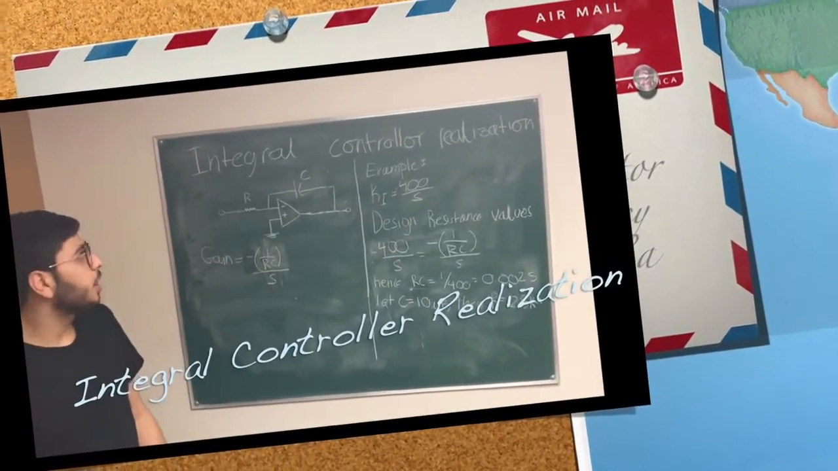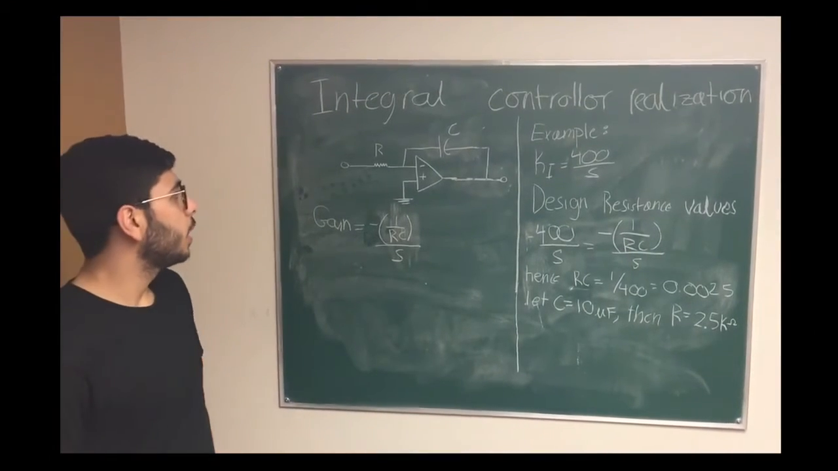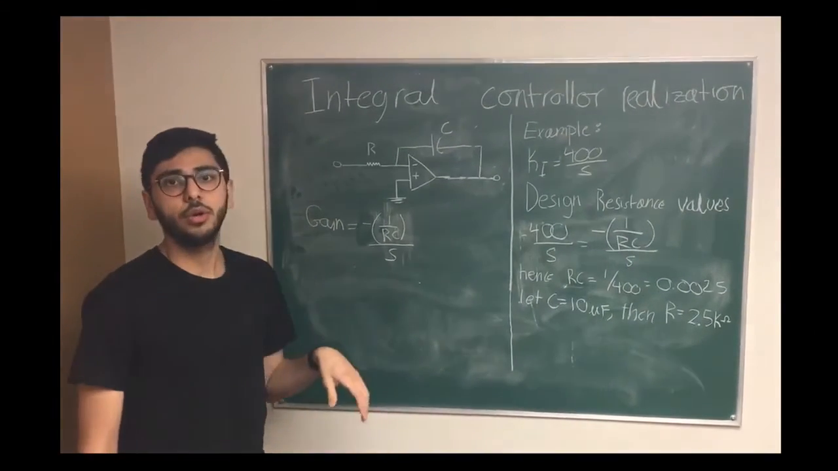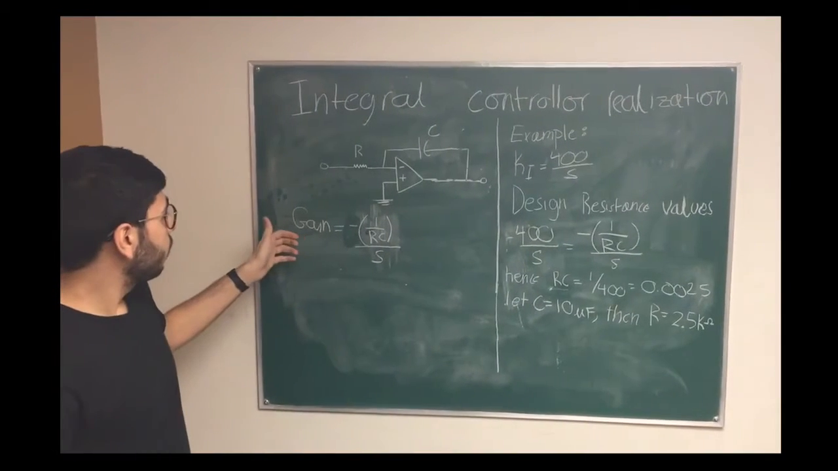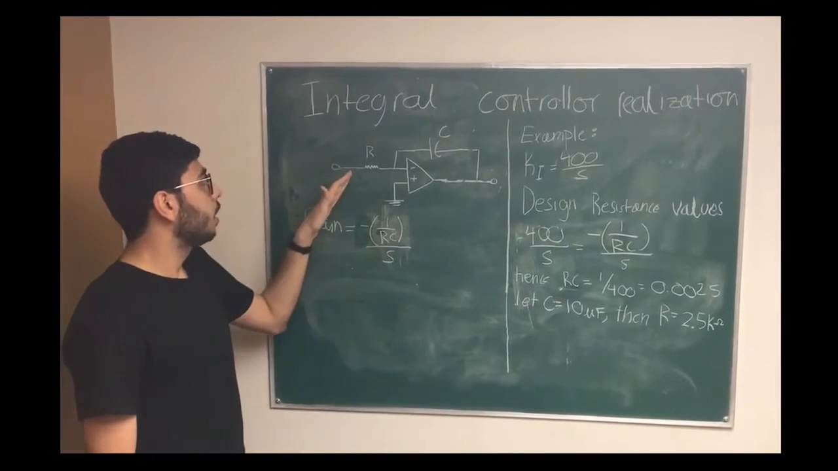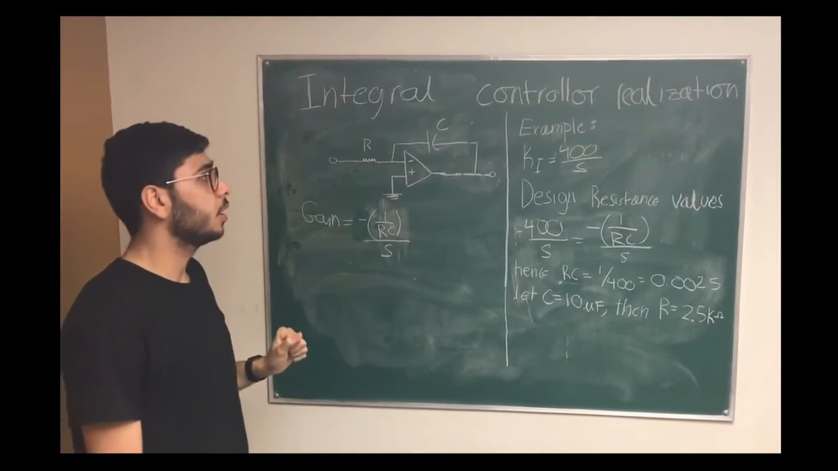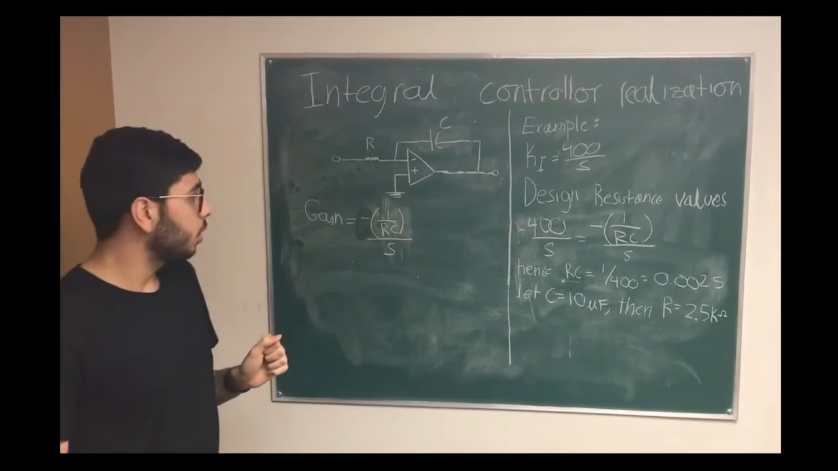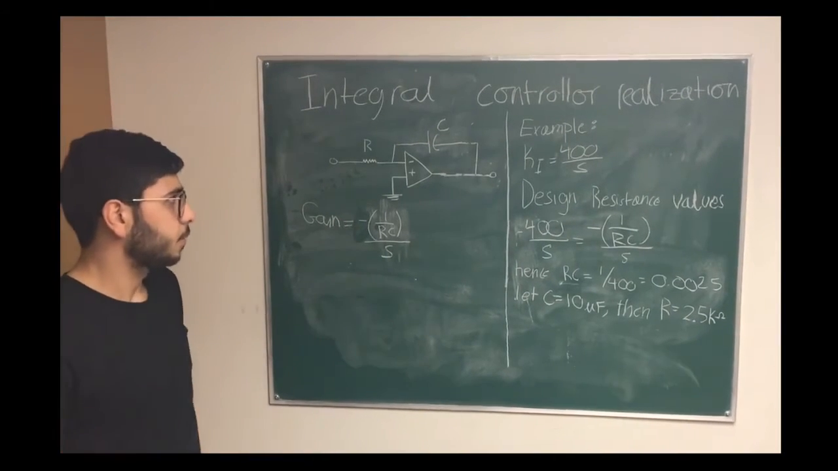For the second part, we're going to be designing the integral controller. Likewise, as with the proportional one, we can use an inverting op-amp in order to design such controllers. The gain formula for this op-amp, with a resistance value and a capacitor value instead of two resistance values as in the proportional controller, is given by negative 1 over Rc divided by S.